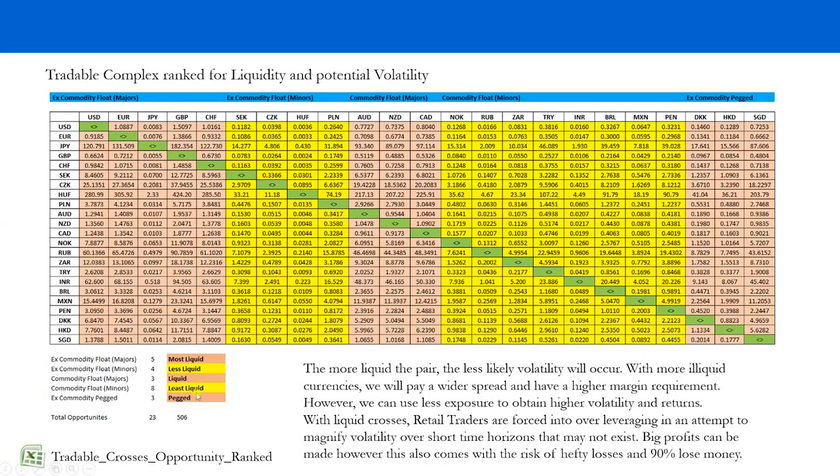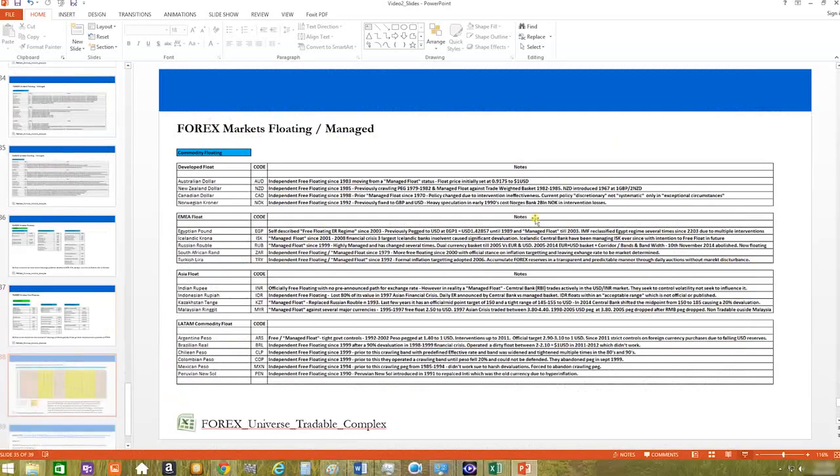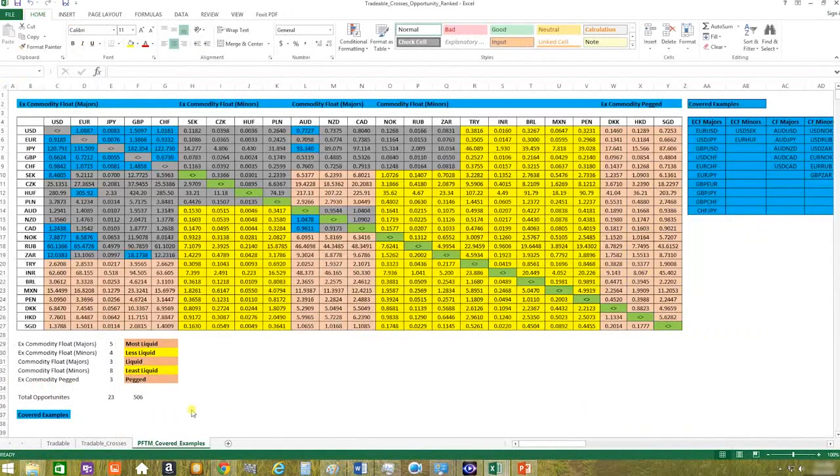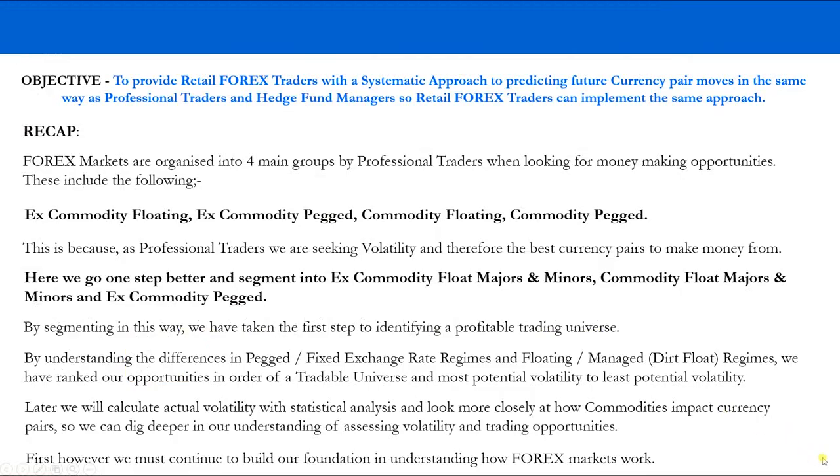But essentially, we've got a maximum opportunity set now of 506 currency pairs across this entire spectrum here. You're going to find this sheet over here, and this is the Tradable Crosses Opportunity Ranked Excel spreadsheet. We'll be looking at this later as well, when we look at the examples that we're going to use in further video modules. Let's do a recap.